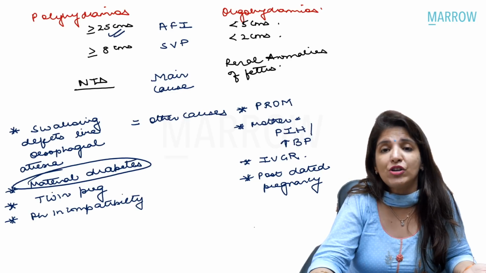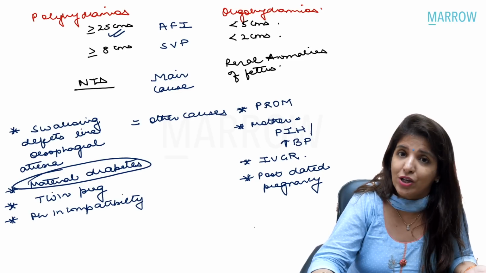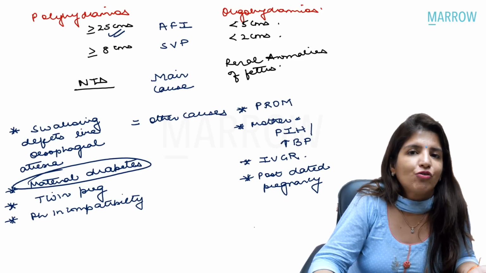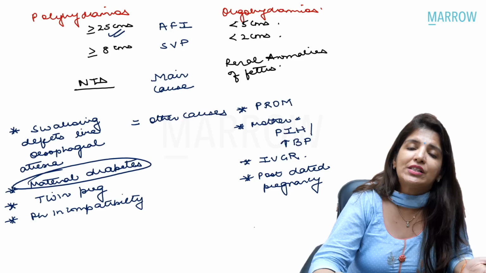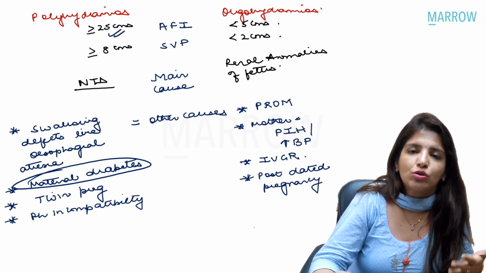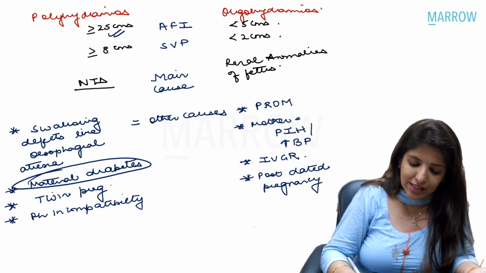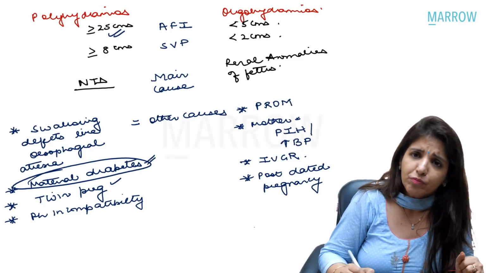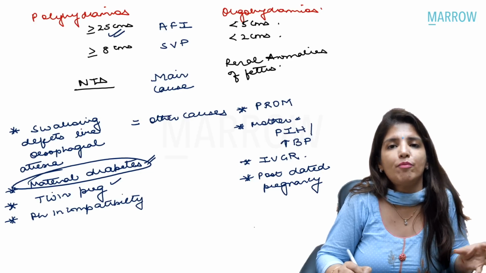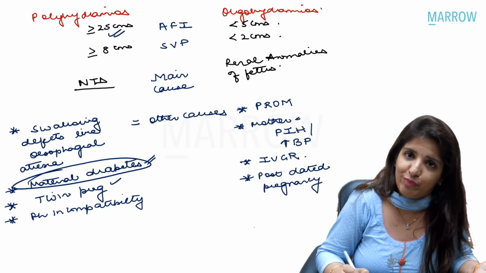The other causes of polyhydramnios are, yes, swallowing defects, which includes esophageal atresia and duodenal atresia, then twin pregnancy, because as the number of fetuses increases, there will be more urine production. Same is the reason in case of diabetes. In diabetes, because the fetus's blood sugar levels are high, that will lead to polyuria. So diabetes is another reason for polyhydramnios, and hydrops fetalis, which is seen in Rh negative pregnancy.